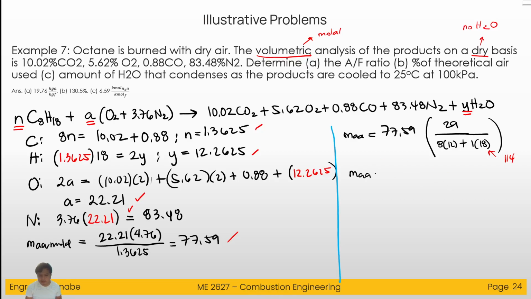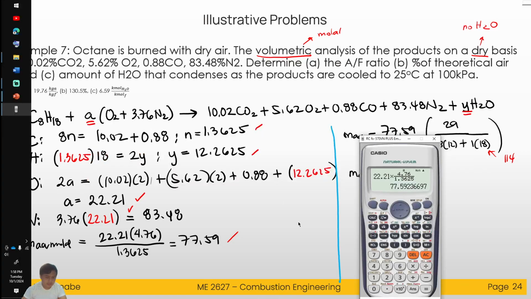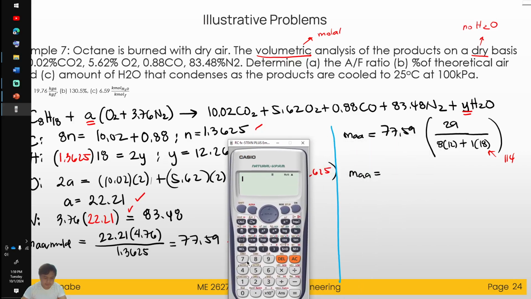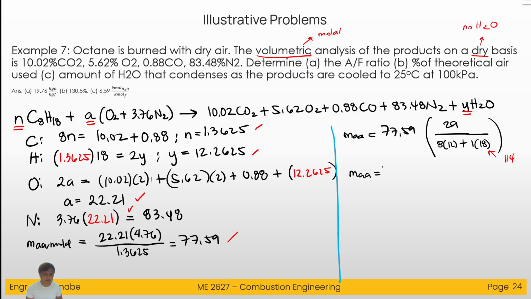So the mass or the actual air fuel ratio can be calculated. So you have 77.59 times 29 over 8 times 12 plus 18. So you have 19.74. That will be in kilogram of air per kilogram of fuel. Okay. The next one is the percentage of theoretical air used.